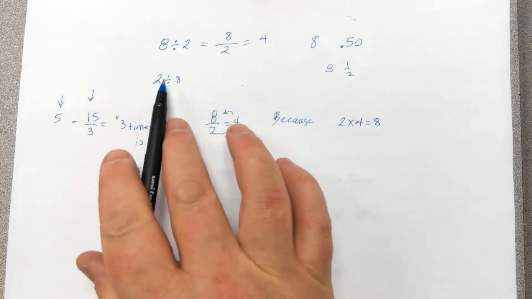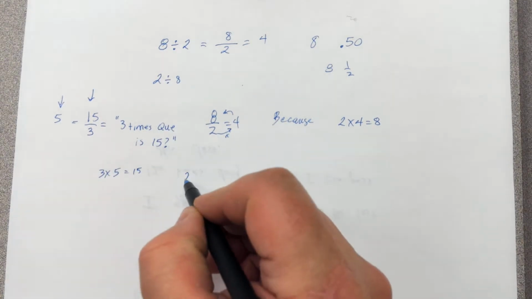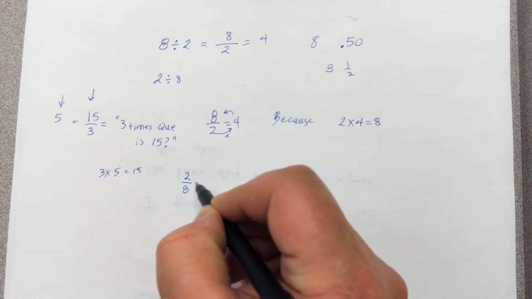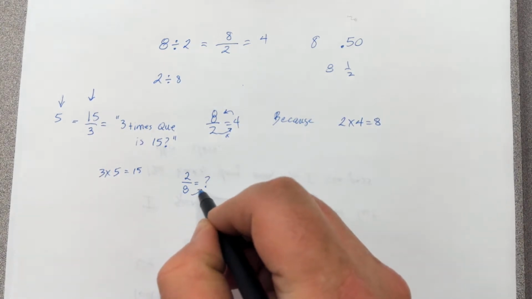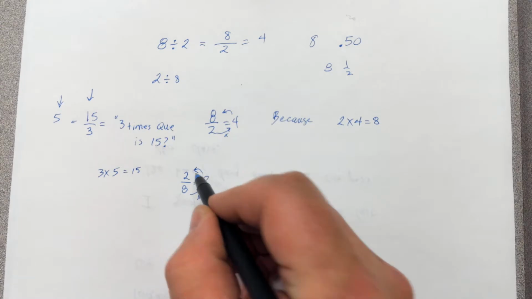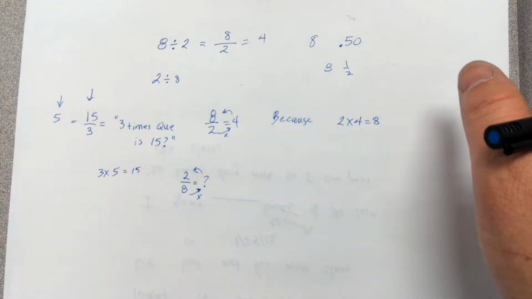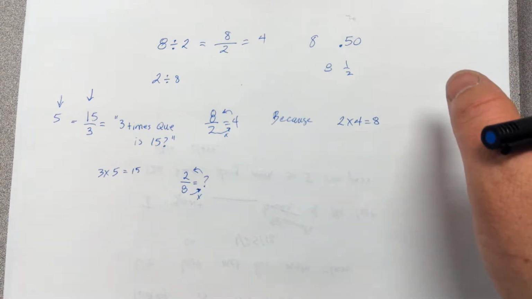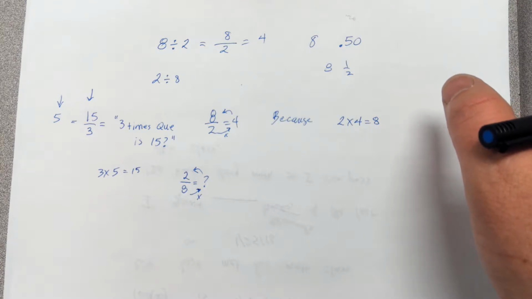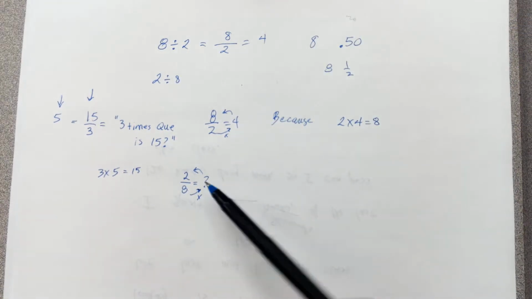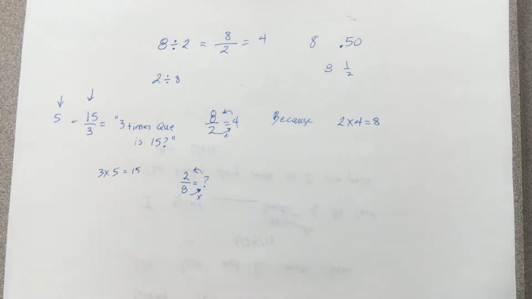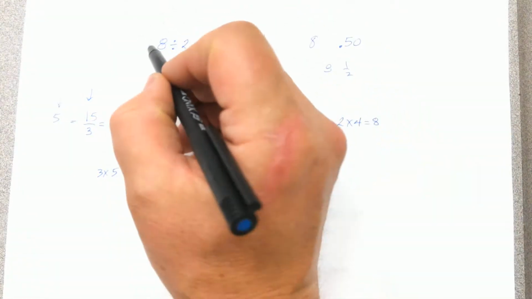Okay, now let's take a look at this one. This one's saying 2 over 8. It's saying 8 times what number equals 2? How much of 8 is equal to 2? How many 8s? 2 is less than 8, right? So it can't be 4, can it? Because 8 times 4 is 32, not 2. So these aren't the same.